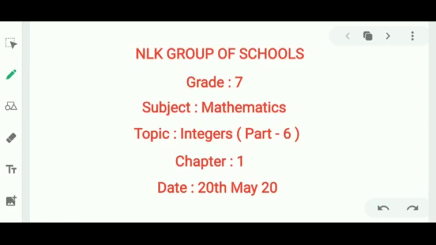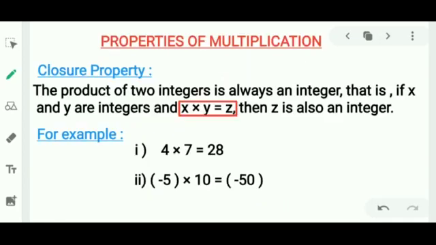I am here today with part 6 video of chapter 1, Integers. In this video, we are going to learn about properties of multiplication. The first property of multiplication is closure property. The product of two integers is always an integer.